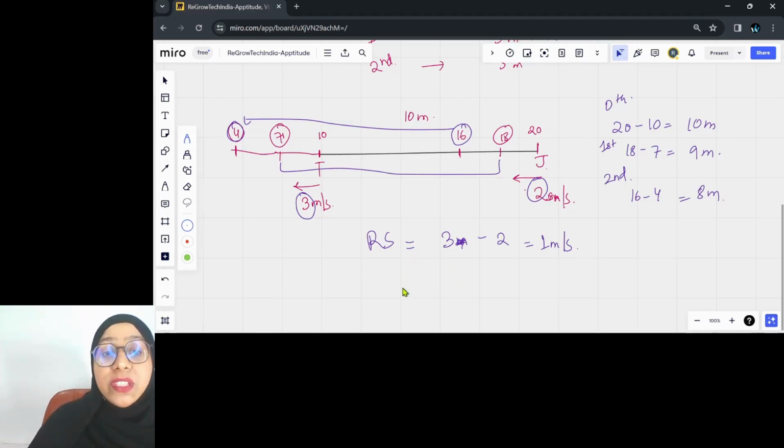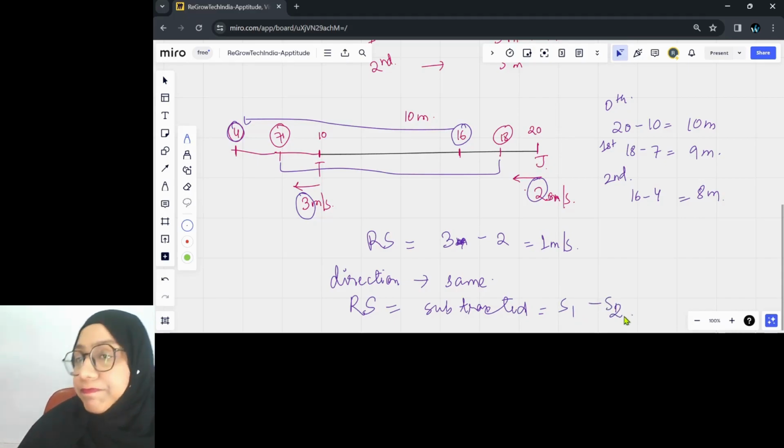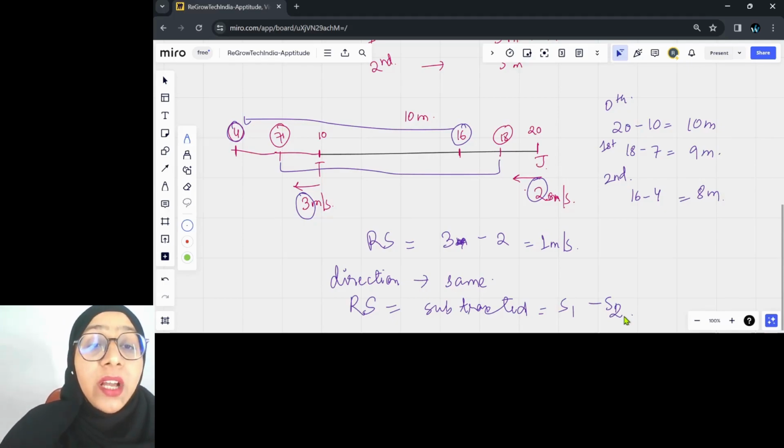So here, if you see, when the direction of two objects is same, the relative speed is subtracted, right? Hence, we say speed of object 1 minus speed of object 2, right? And that's your formula.